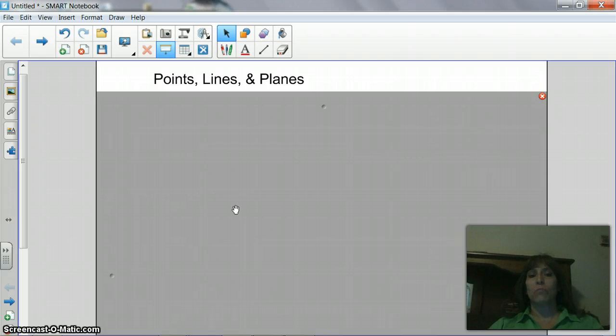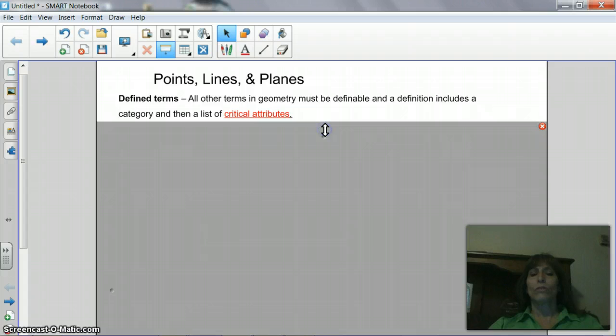Okay, so tonight we're going to be continuing with points, lines, and planes. And as I've said before, points, lines, and planes are the three undefined terms in Euclidean geometry. But tonight we're going to talk about defined terms in geometry. Defined terms are all other terms in geometry. They must be definable, and a definition includes a category and then a list of critical attributes.